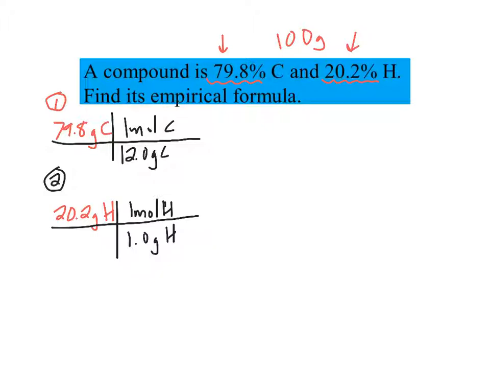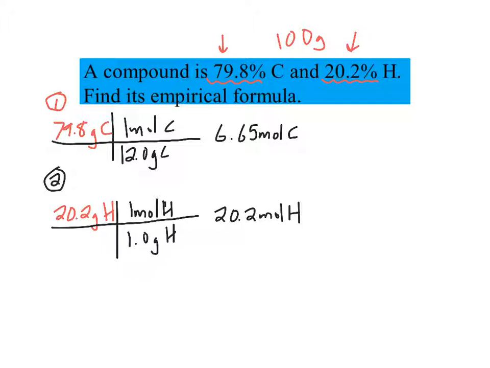For carbon, I get a value of 6.65, and that is moles of carbon. And for hydrogen, obviously it's going to be the same because the mass is just 1, so this is going to be 20.2 moles of hydrogen. Okay, so step 1, percent to mass.